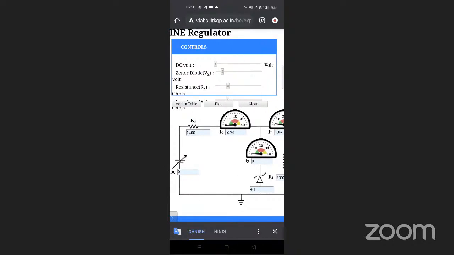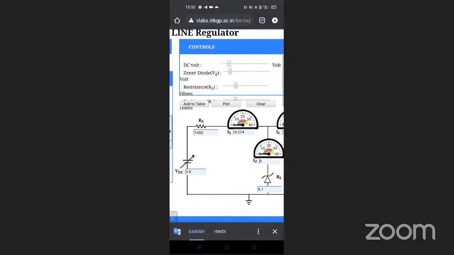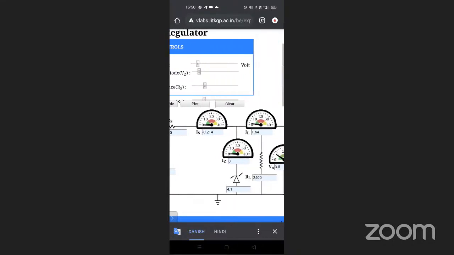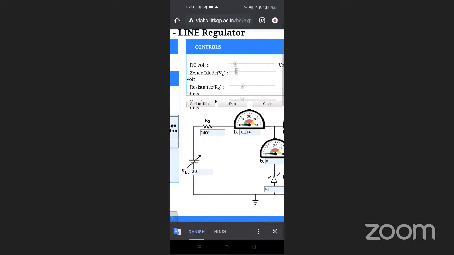We will increase it further. So now our input voltage is 3.8. Again, our Zener diode is not working.